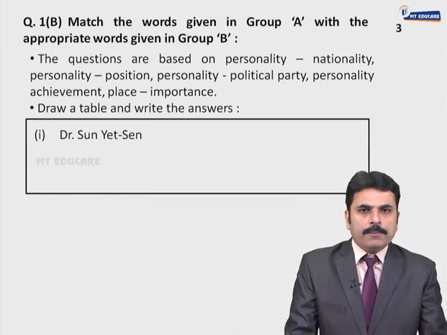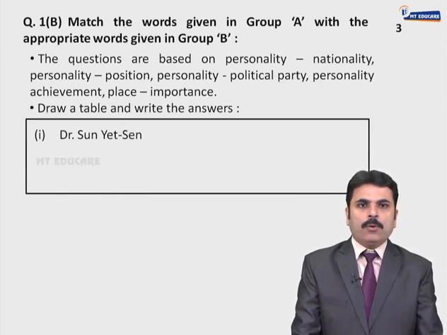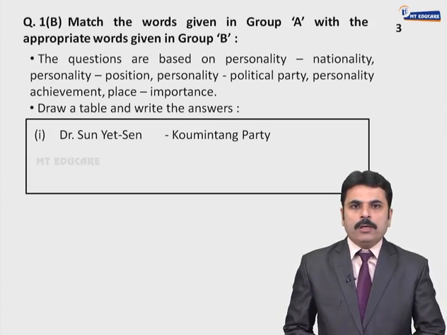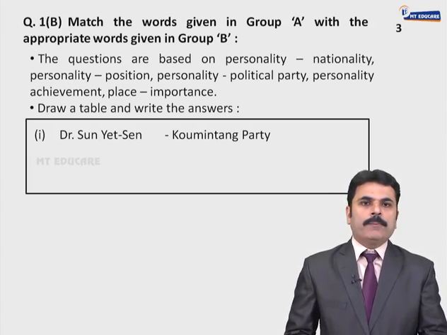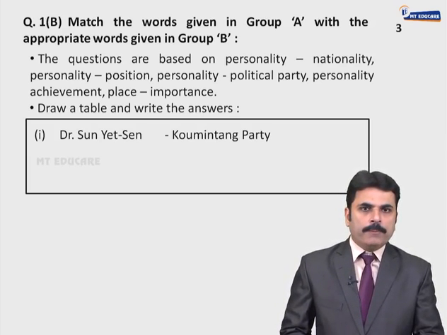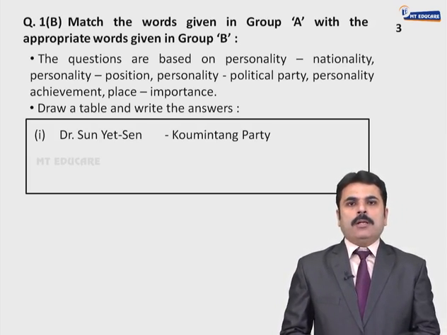Dr. Sun Yat-sen, he belonged to which party? Kuomintang party. Yet another example, Adolf Hitler belonged to Nazi party. Benito Mussolini, he belonged to fascist party. Kemal Pasha, People's Party.